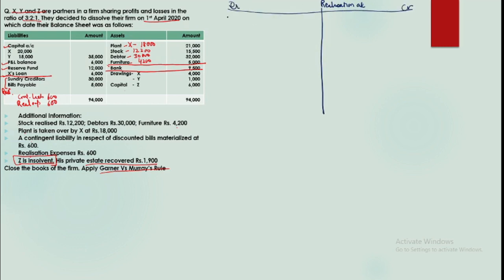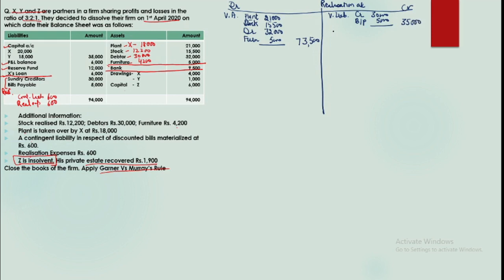Alright, so we are having a closure of various assets. So plant 21,000, stock 15,500, debtors 32,000, furniture 5,000. That means when we close these assets, 73,500. Various liabilities and provisions being closed here: creditors and bills payable, 30,000 and 5,000. So 35,000. Now show the disposal.